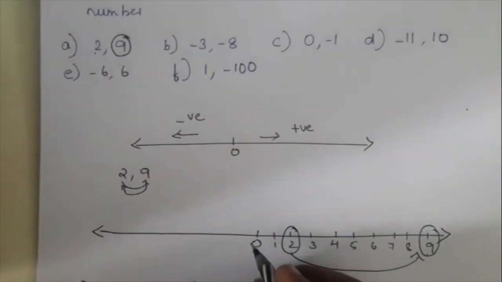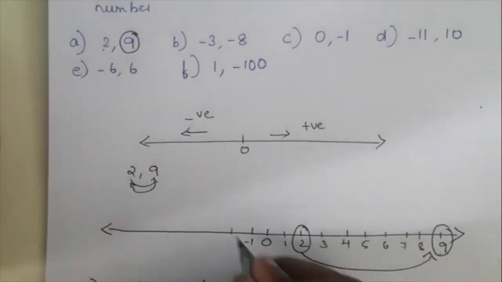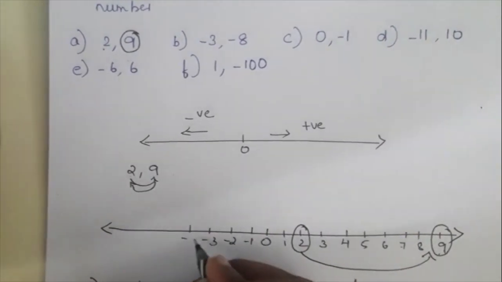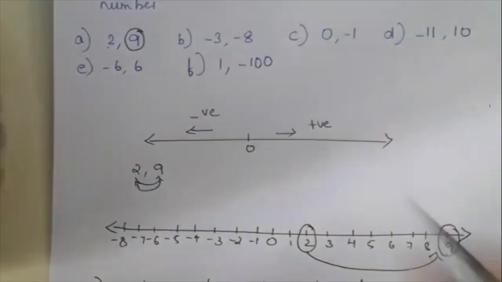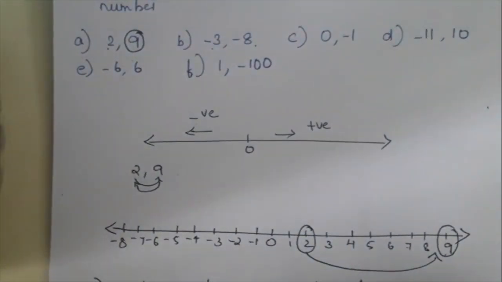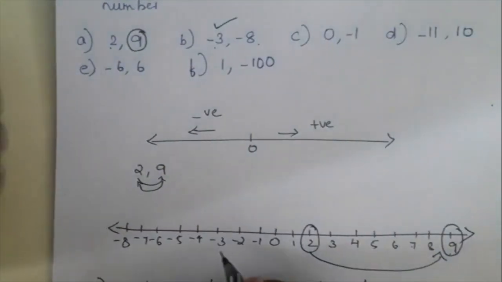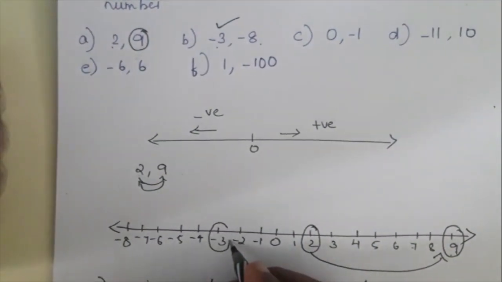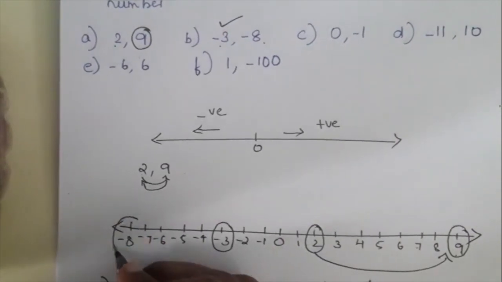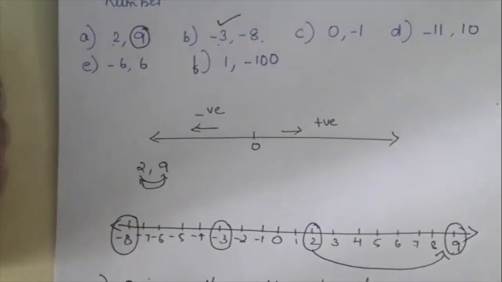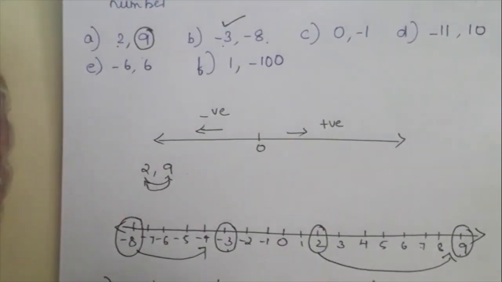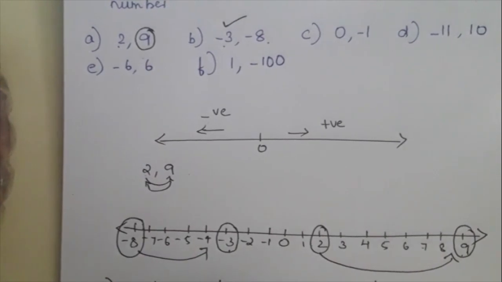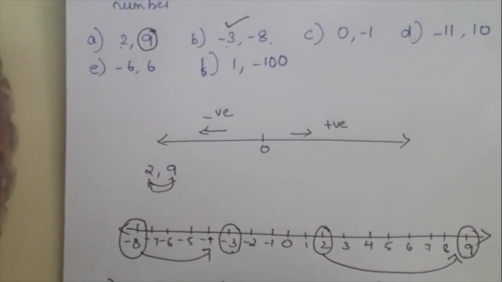So I am drawing it here itself. Here it is minus 1, minus 2, minus 3, minus 4, minus 5, minus 6, minus 7, minus 8. So minus 3 and minus 8, which is the greatest number? Minus 3 is the greatest number. So you can see minus 3 and here it is minus 8. Okay, so here you can see minus 3 is on the right side of minus 8. Negative 3 is on the right side of negative 8.